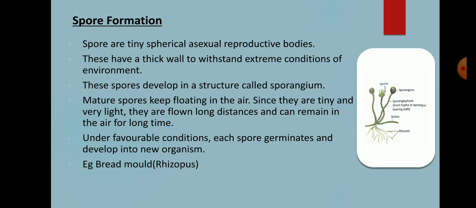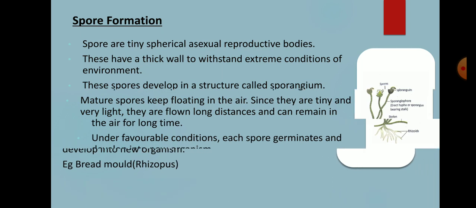When they get favorable conditions, each spore germinates to develop a new organism. What are the favorable conditions they need to germinate? They need moisture, warm temperature, and food also, right? Whenever they get these favorable conditions, each spore germinates and develops into a new organism. As we have seen already, the bread mold, Rhizopus, is an example of spore formation.